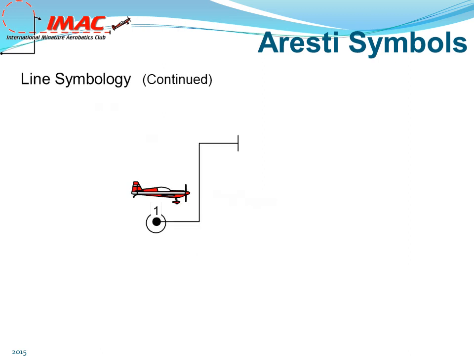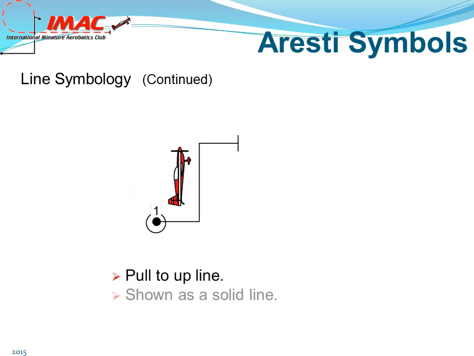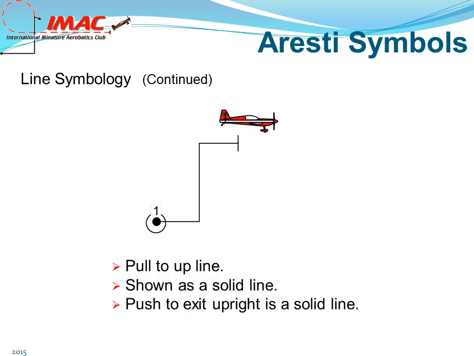This figure begins wings level horizontal flight. Pull to an up line, shown as a solid line. The pilot would be pushed down into the seat and would feel the sensation of positive G's. Push to an exit upright is shown here as a solid line.